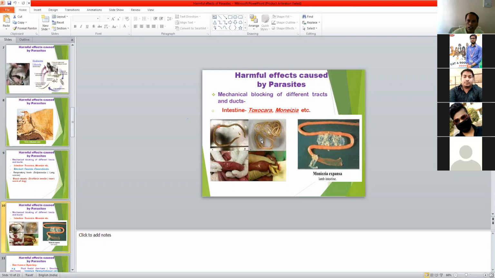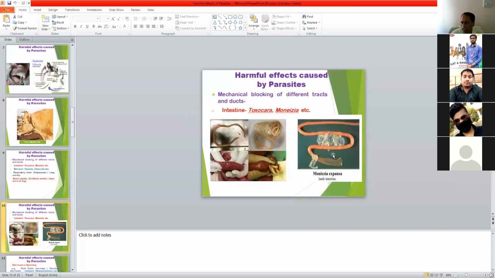This is the Toxocara vitulorum. This blocks the intestine of the infected host. This is the Moniezia expansa. This is a cestode. This is found in the small intestine of the host, generally sheep, and causes mechanical obstruction in the intestine.